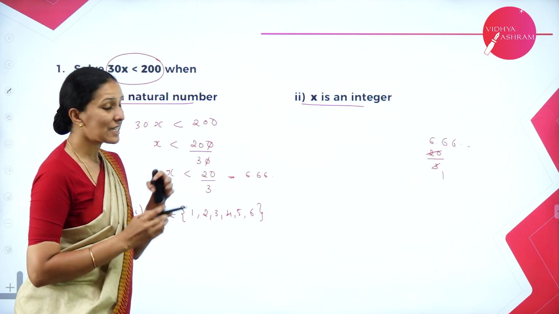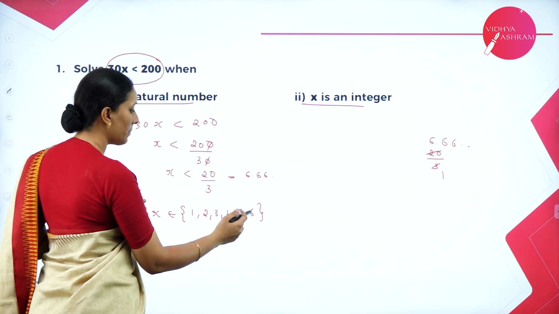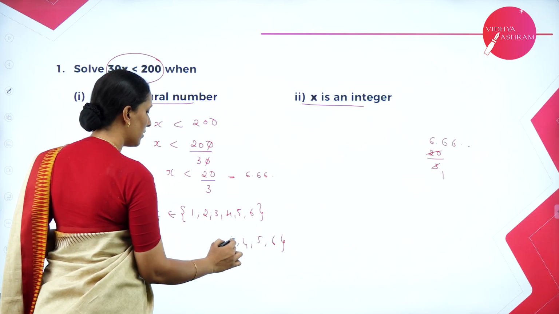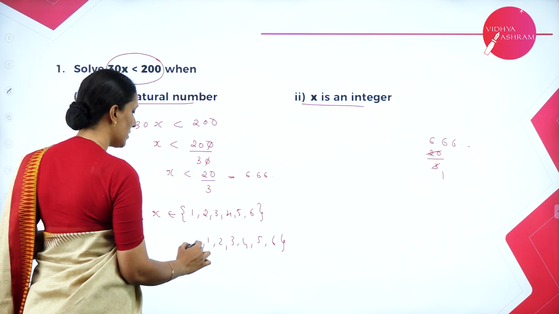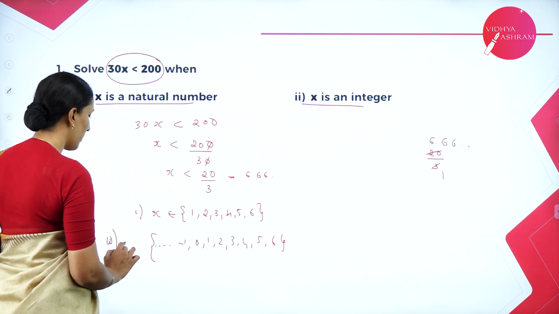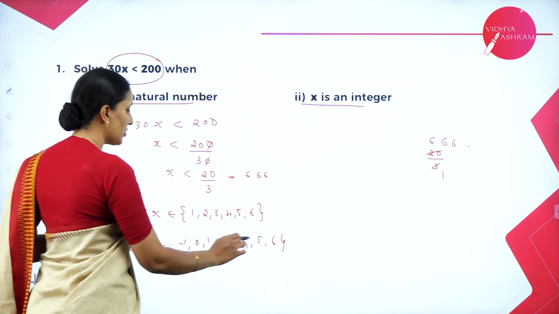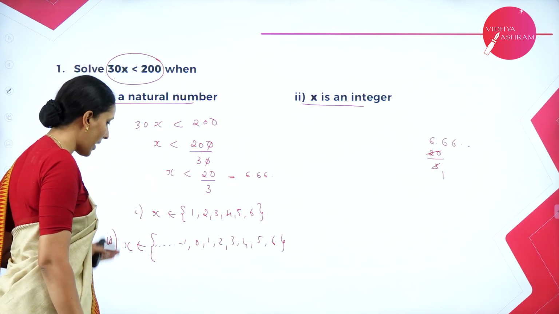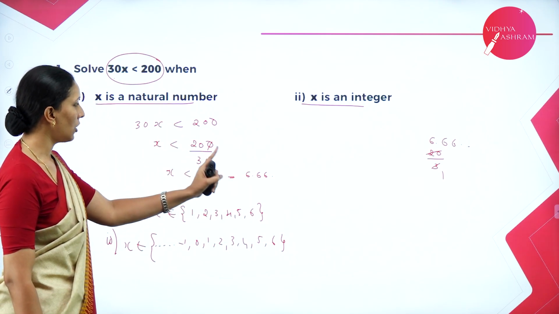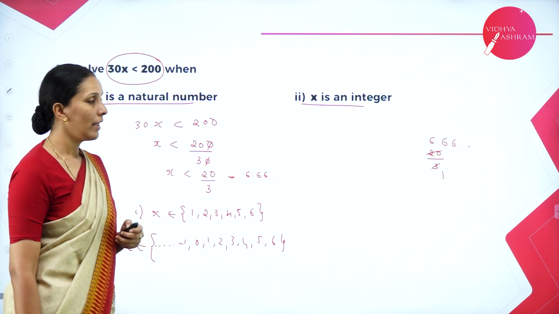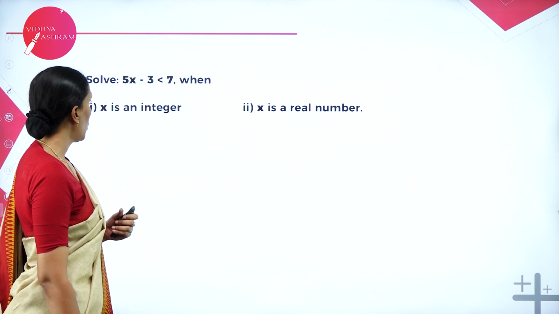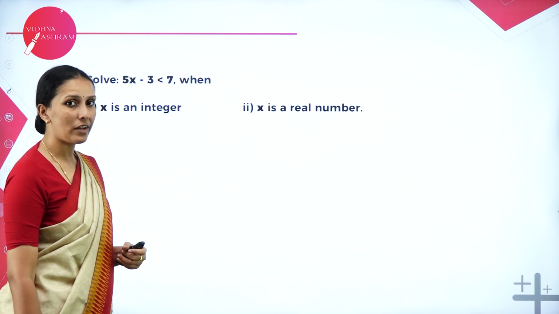Now, what happens when x is an integer? So we know that the maximum integer it can reach is 6, then 5, then 4, 3, 2, 1, 0, minus 1 until minus infinity. So therefore, the integers from minus infinity to 6 form the solution for this inequation. Next, solve 5x minus 3 less than 7 when x is an integer and x is a real number.